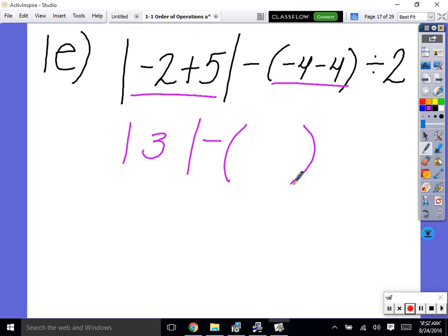Make sure you're careful and don't just jump to conclusions. A lot of people's minds just say 0 when they see a 4 and a 4. Negative 4 minus 4 more is negative 8, right? And then we're dividing that by 2. So we've got to be careful on this next piece here.